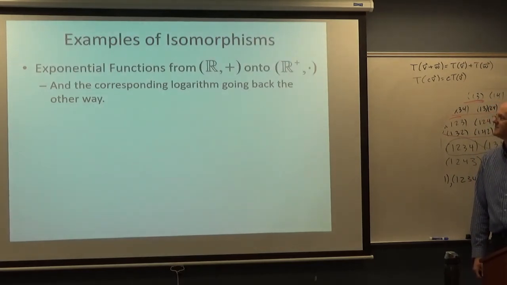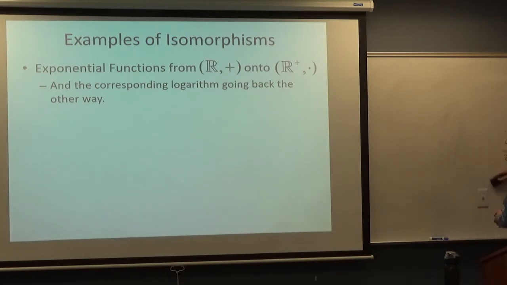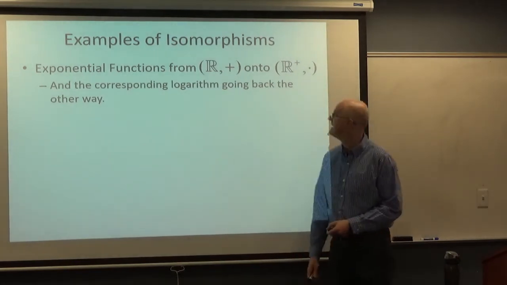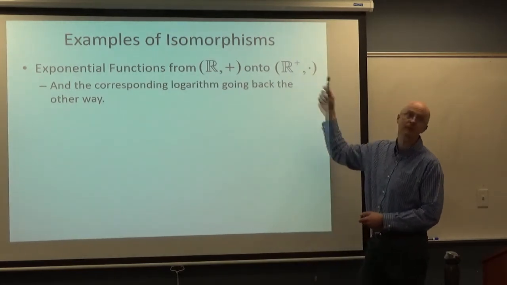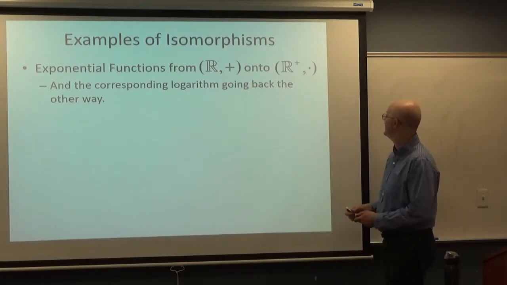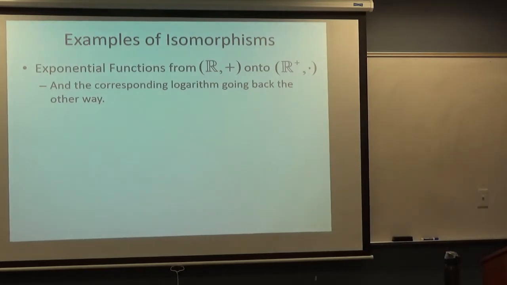Examples of isomorphisms. Exponential functions actually can be isomorphisms, at least if you've got the right groups that you're thinking about for the domain and the codomain of the function. The real numbers under addition as a group turns out to be isomorphic to the positive real numbers under multiplication as a group. And any exponential function except 1 to the x can be an isomorphism.